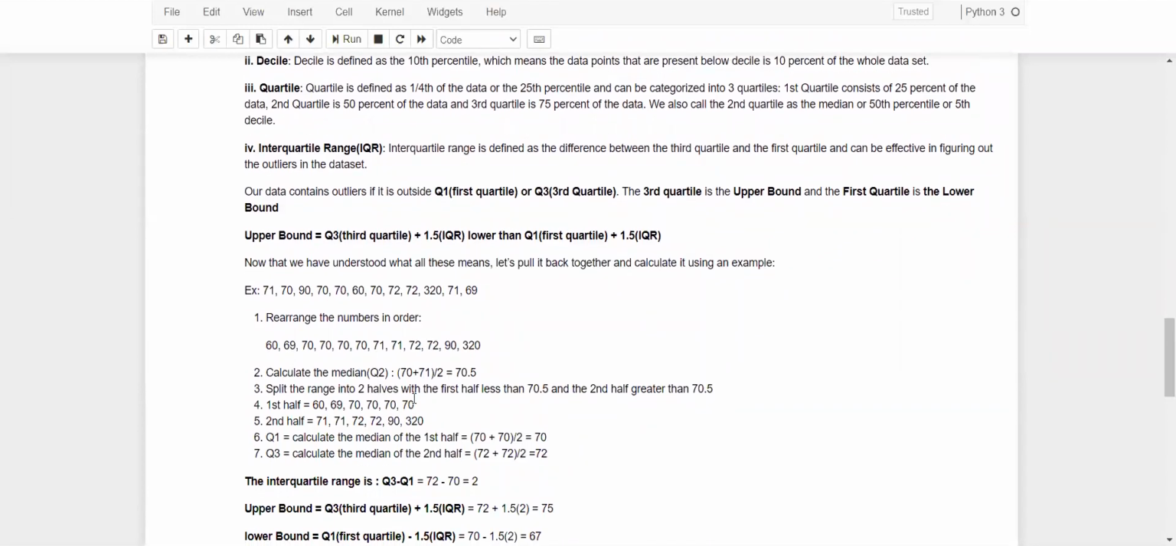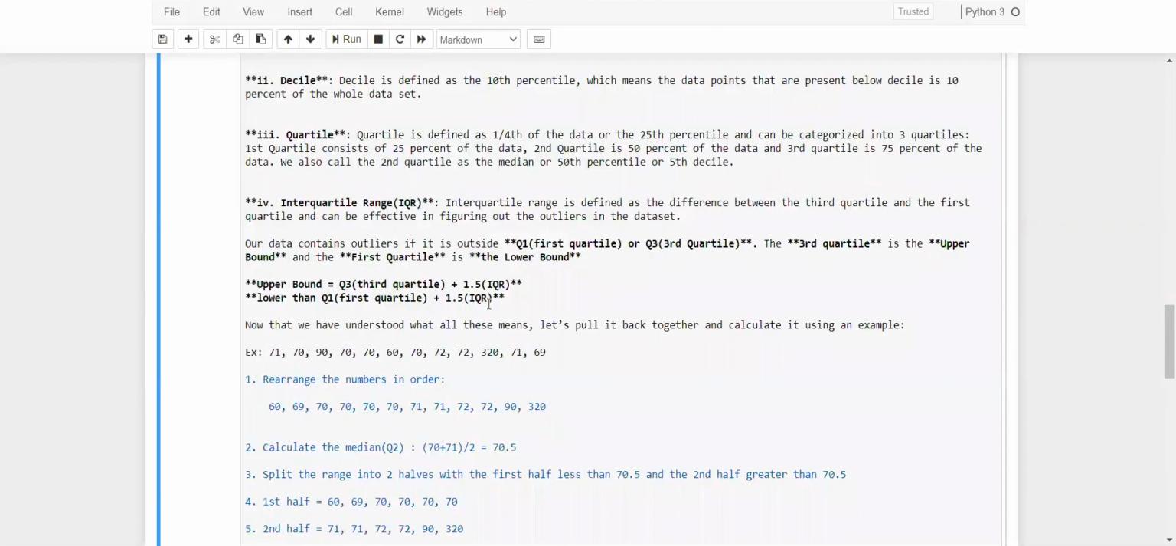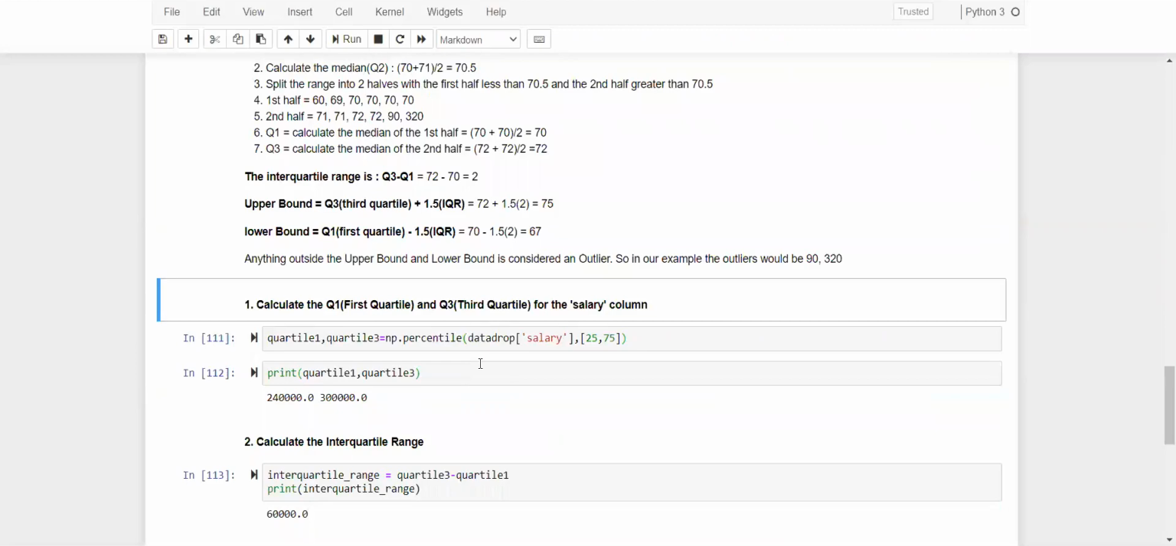So in order to determine what an outlier is, we need to know that anything which is lying outside the boundary of the first and third quartile can be considered as an outlier. And two more things: one is upper bound and one is lower bound. So we'll discuss upper bound and lower bound as well going forward. But for now, we need to know that upper bound is basically the third quartile plus 1.5 times the IQR, and the lower bound is the first quartile minus 1.5 times the IQR.